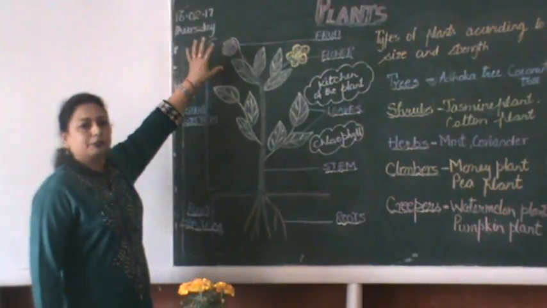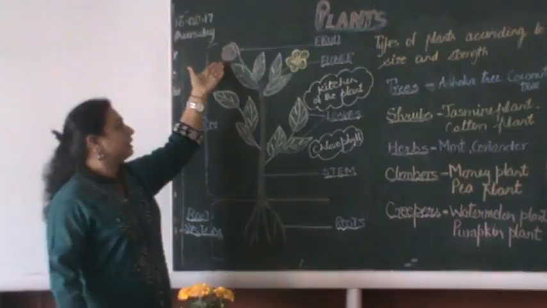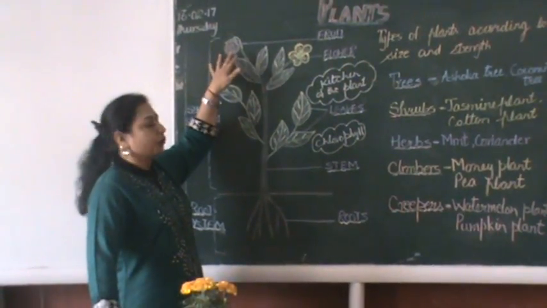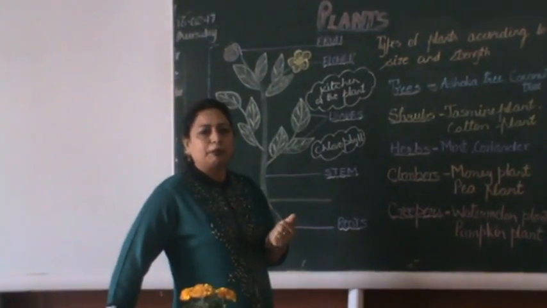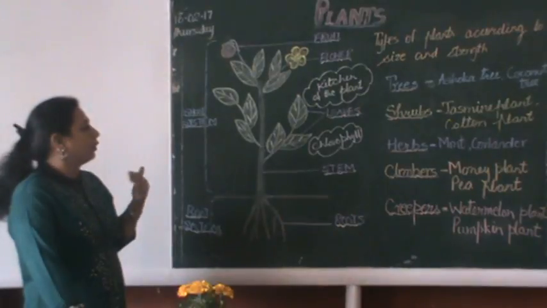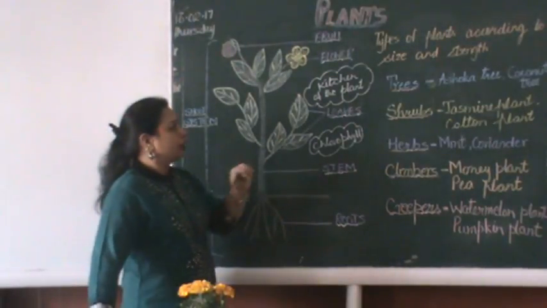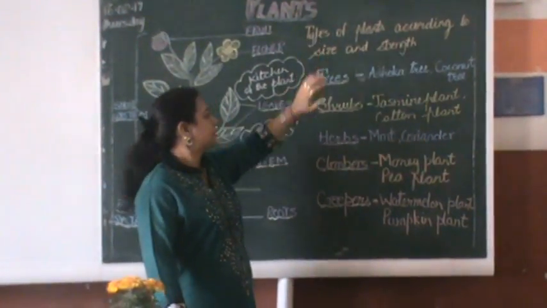Fruit is the main part of the plant and it encloses seeds in it, and these seeds are protected inside the fruit. When seeds are dispersed and they get favorable conditions like air, sunlight and water, they grow into new plants. Now let's discuss different types of plants according to their size and strength.